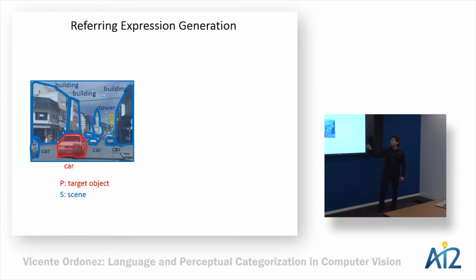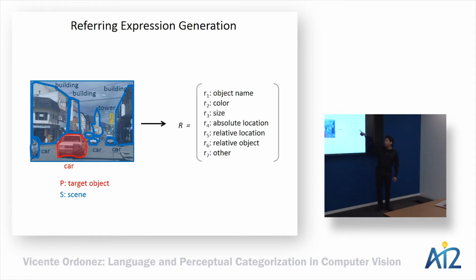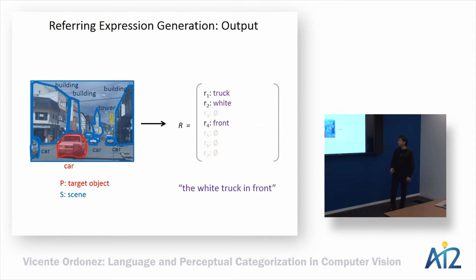So we presented a baseline here that is mostly about NLP. You assume that you have an image that has all the objects outlined and labeled, and you have a target object that you want to talk about. And this is the input, and the output is a tuple with 7 entries. And these entries refer to various attributes that you can choose to mention to tell this object apart from the other objects, including the name of the object. And here's one example output: the white truck in front.